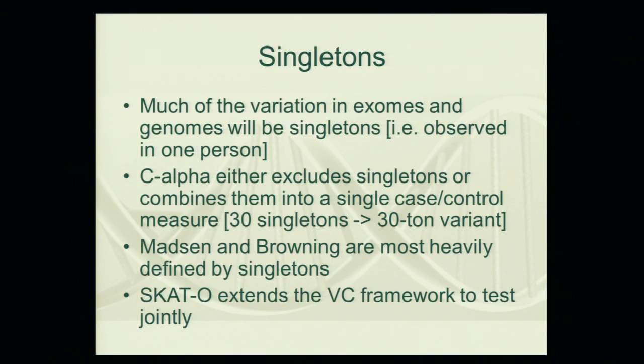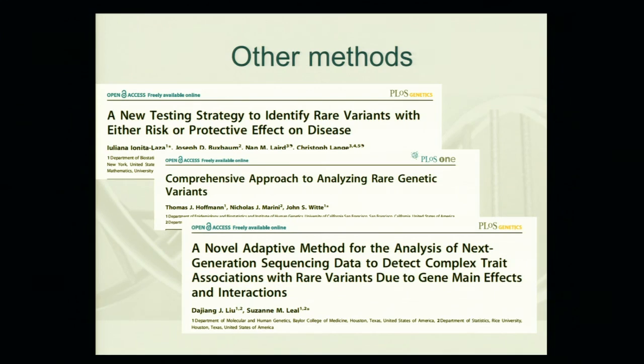So for C alpha, you can collapse singletons down into a single meta-singleton variant that you throw into, maybe, a 30 copy allele or something, and look at the rate in cases versus controls. SKAT-O extends the variance component framework to jointly test these things. So the idea is that you have a little bit of a burden contribution from the singletons in cases versus controls, as well as this genetic similarity with phenotypic similarity engine going on the other side.